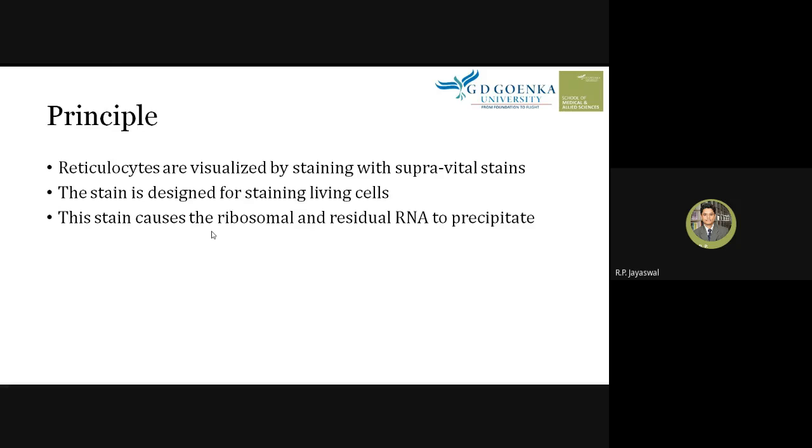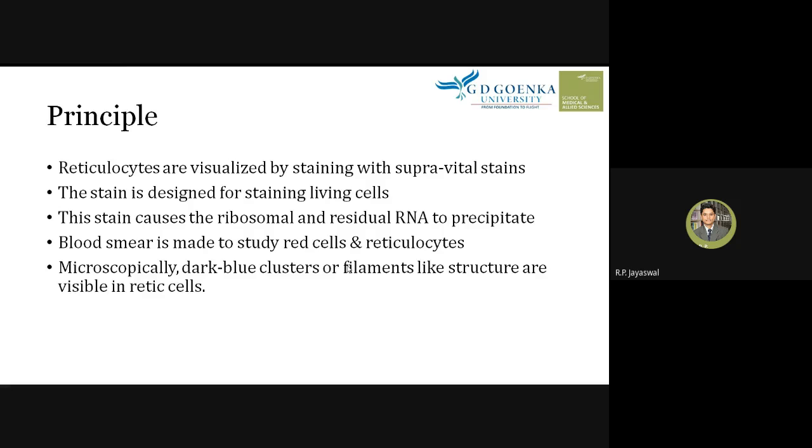And this stain causes the ribosomal and residual RNA to precipitate. So the RNA present in the cytoplasm of reticulocytes usually binds with the dye present in the stain, and after that the complex of the RNA with the dye starts to precipitate. A blood smear is made to study red cells and reticulocytes. So after mixing with this supravital stain, we need to prepare a blood smear, and after that we can study both red cells and reticulocytes under the microscope.